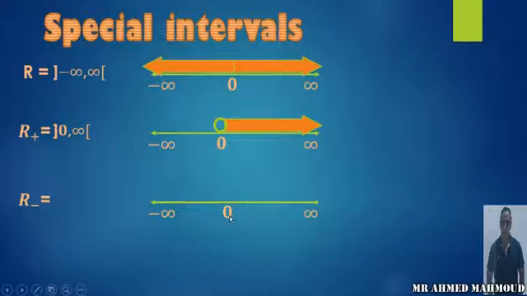0 is not a negative number, then 0 also here will be opened and the numbers will be in this direction. R negative is represented as negative infinity and 0. You have to study the three sets in the form of intervals, because we are going to use these forms in the next lessons, inshallah. Let's solve examples about this part.